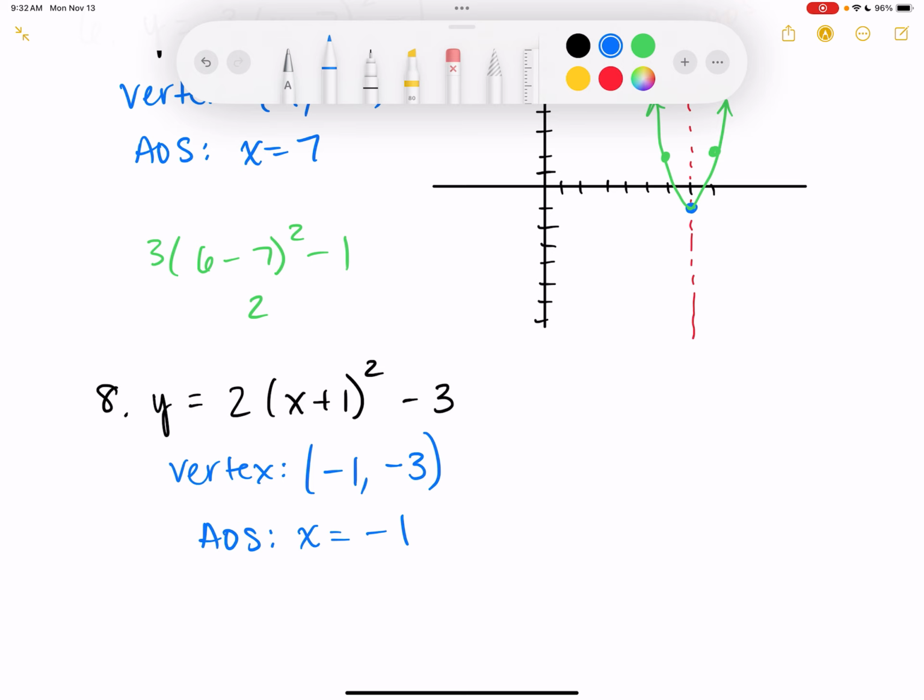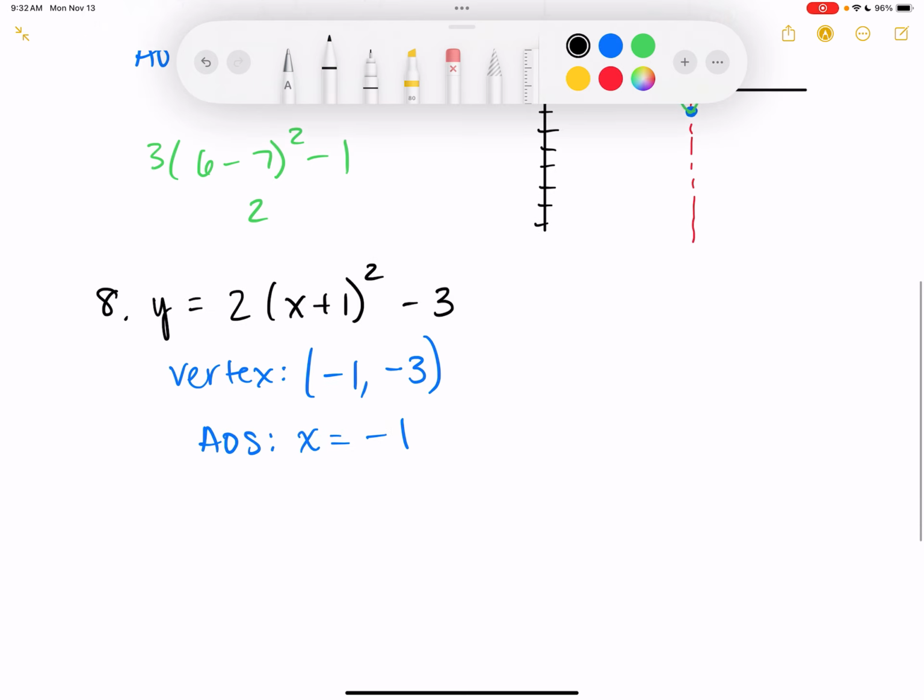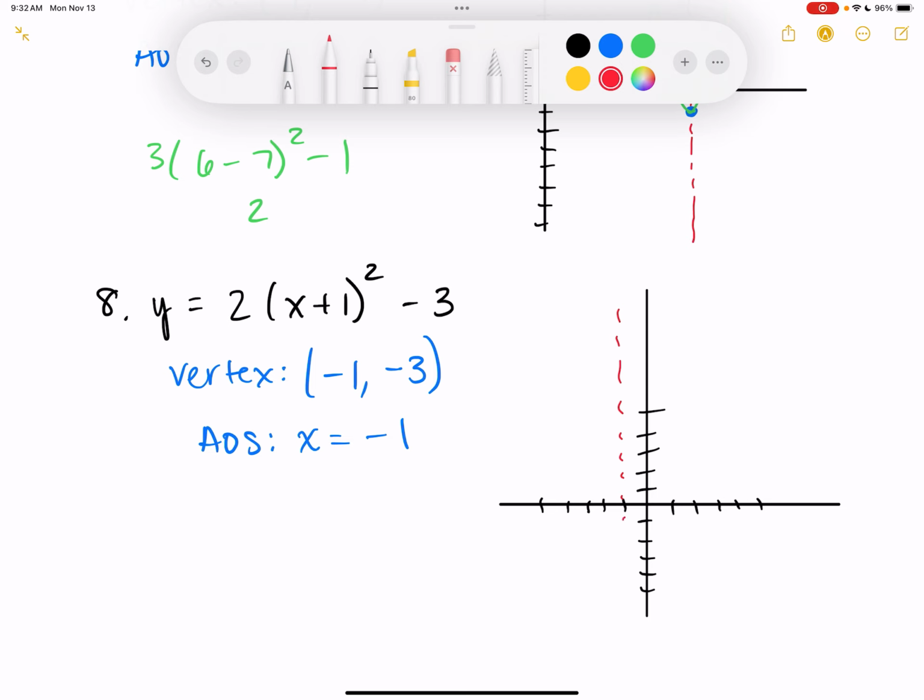All right, so axis of symmetry at -1. Vertex at -1, -3. So now with this one, I would probably use 0. It happens to only be 1 away, and obviously 0 is a lot easier to work with than other things.